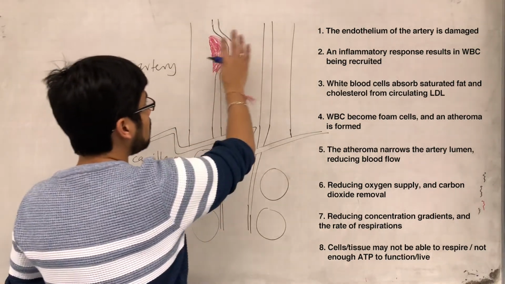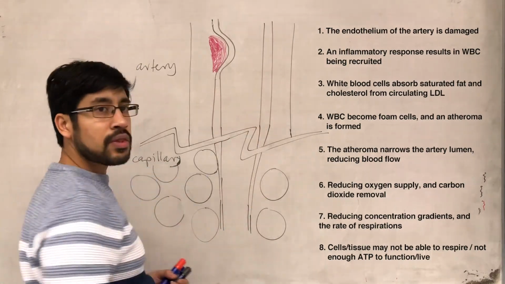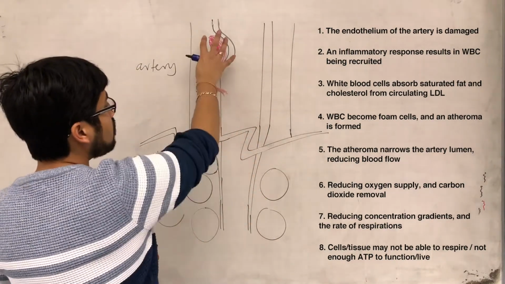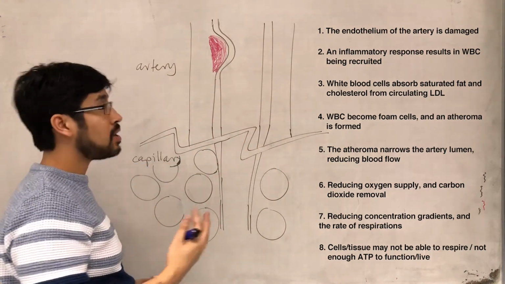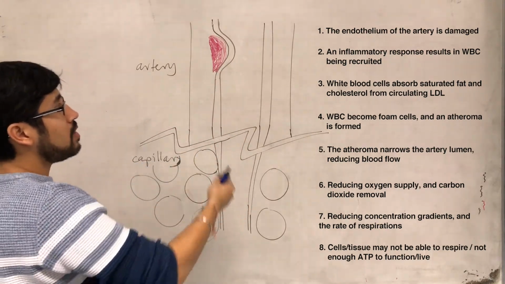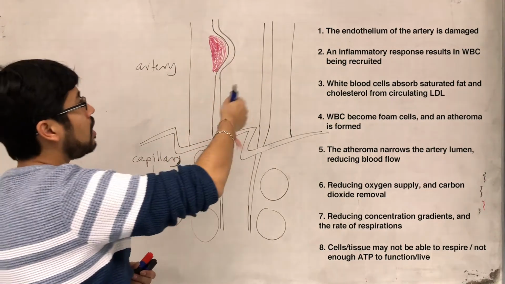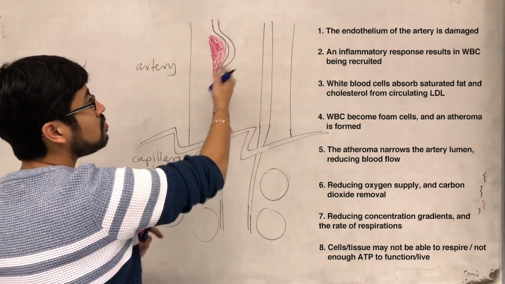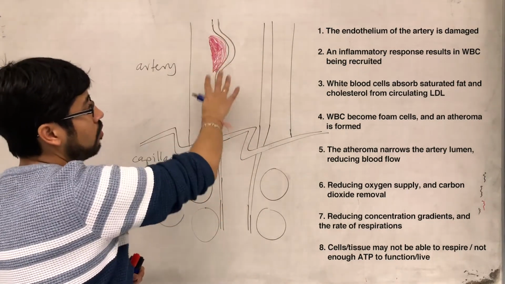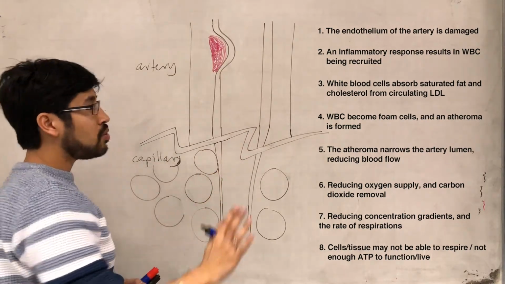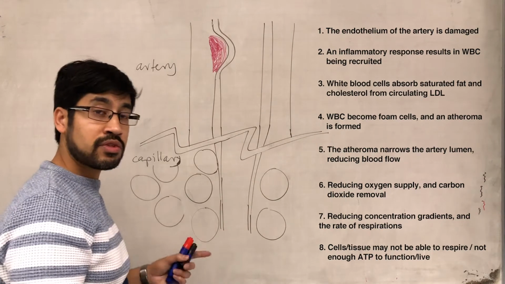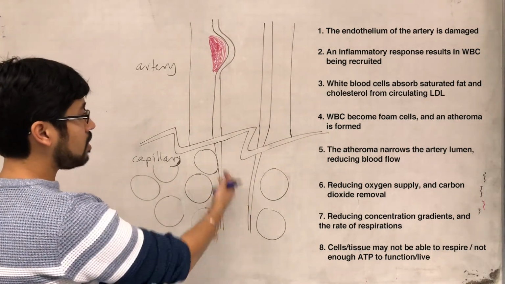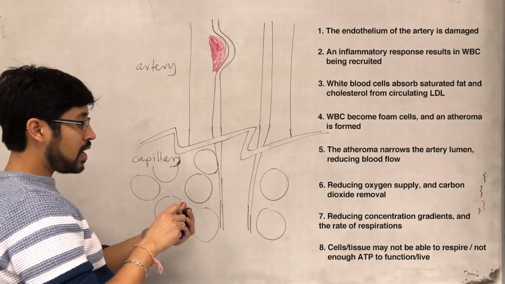Now, if this happens, let's talk about the consequences. So an atheroma can form, and this can develop into an atherosclerotic plaque, getting calcified, and can reduce the elasticity of the artery. But let's talk about what can happen to the cells that this artery was then responsible for supplying with oxygenated blood.